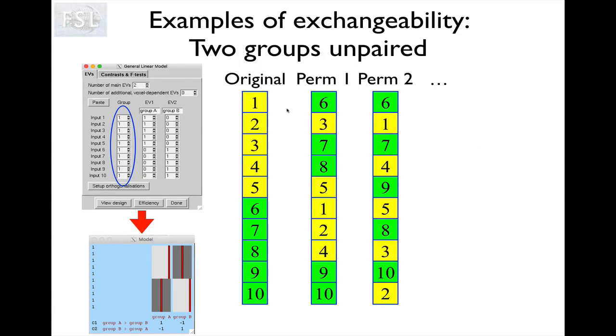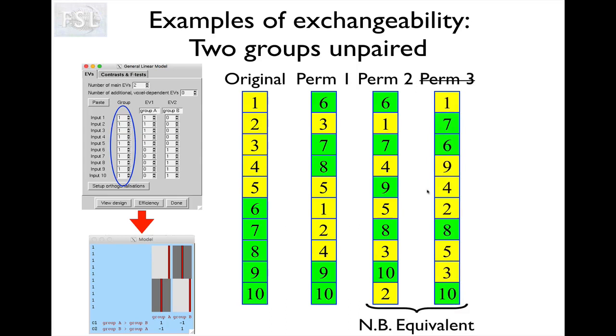Just look at what's happening. So the original labeling is 1, 2, 3, 4, 5, and then 6, 7, 8, 9, 10. And then what we're doing is we're just permuting this. So the first permutation might be that we have changed like this. So now what is in the first group is subjects 6, 3, 7, 8, and 5. And what's now group number 2 is subjects 1, 2, 4, 9, and 10. Permutation 2, again, we've swapped things around.